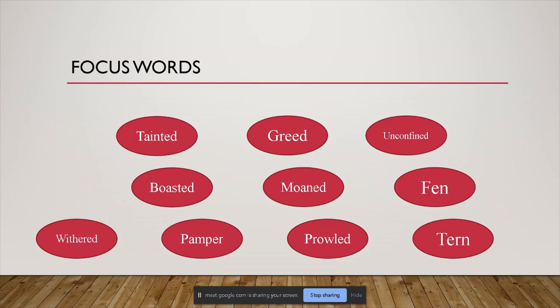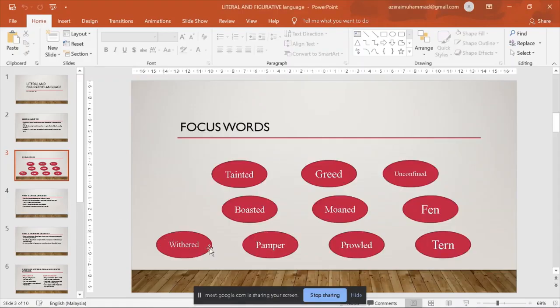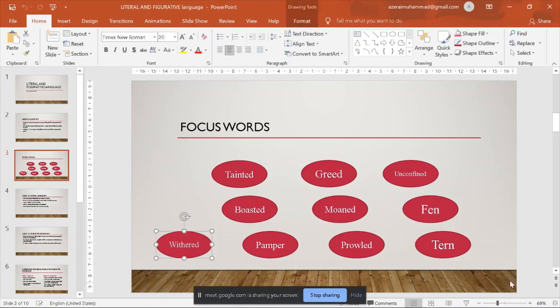For the first word, withered. Withered. Withered. Okay. For the next word, tainted. Tainted. Tainted. What is tainted? I will explain the meanings after I teach the focus words. Okay? Alright. Tainted.